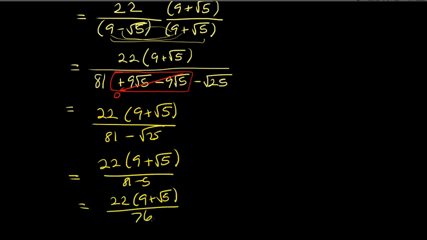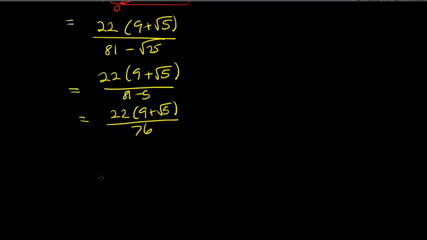Right? So notice, I should have gone left to right, but that's fine. Notice that the 22 and the 76 both contain a factor of 2. So 22 is 2 times 11, and 76 is 2 times, I want to say 38. Yep, 2 times 38 is 76.